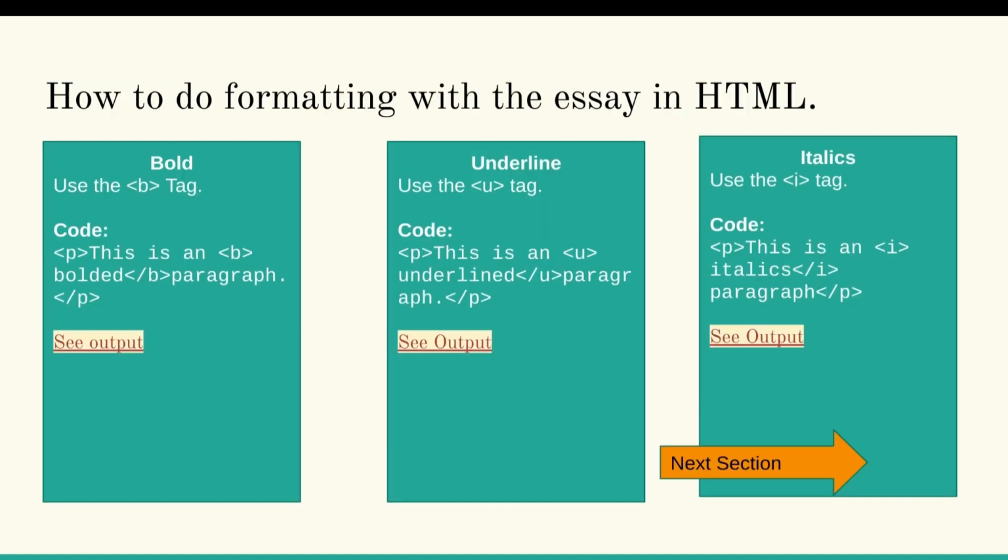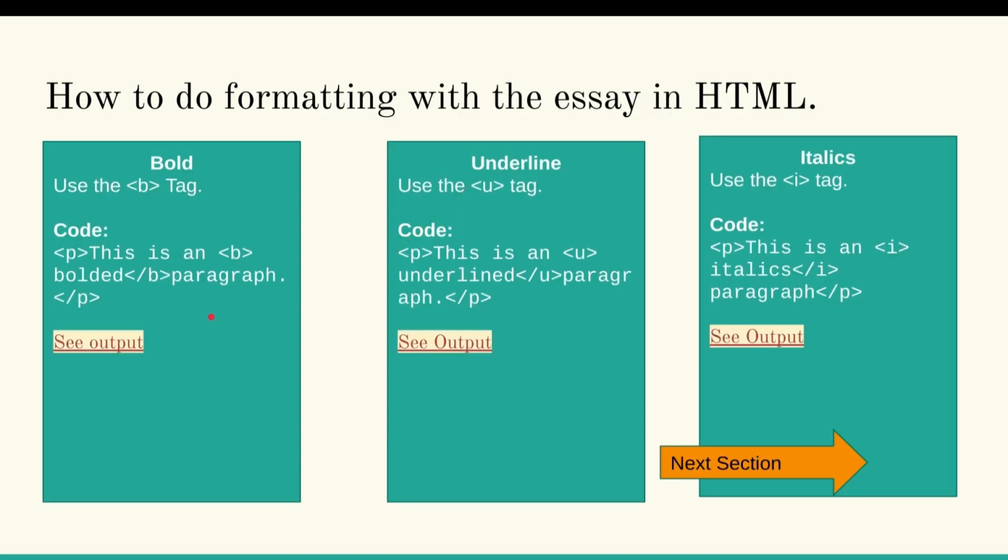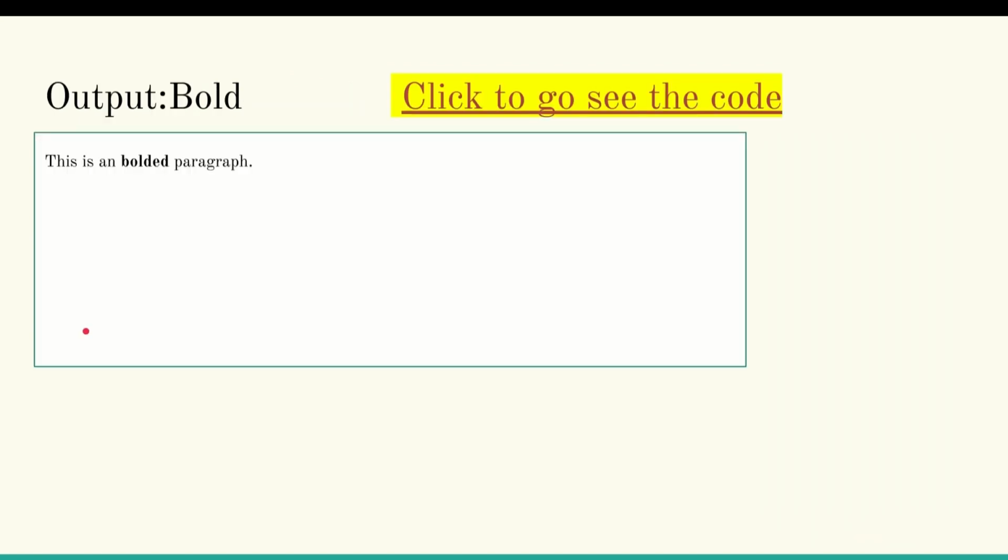Now I'm going to tell you how to do formatting with the essay that is written in HTML. First we use the B tag to make words bold. For example, in this paragraph, I want the word bold to be bold, so I put the B opening tag and the B closing tag around it so that it makes the specific word bold. In the output, you can see the paragraph, this is a bolded paragraph, written with the word bold being bold.